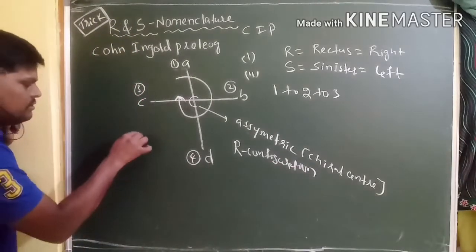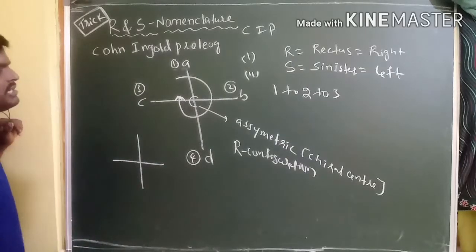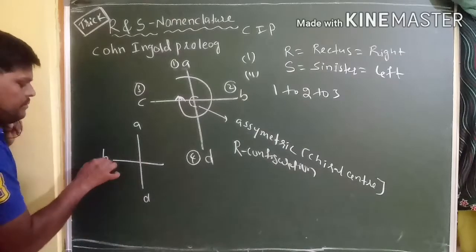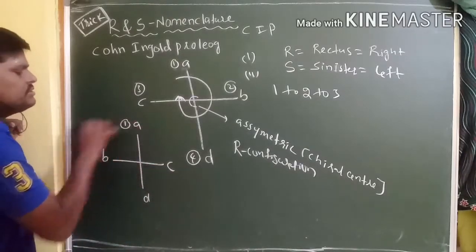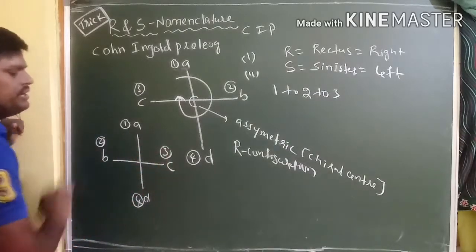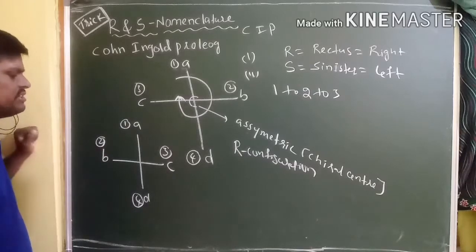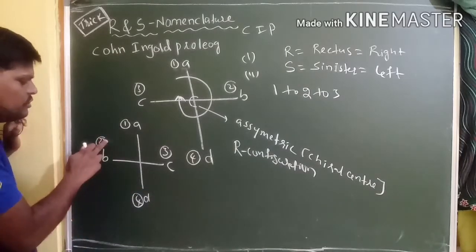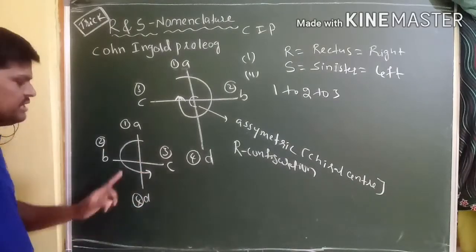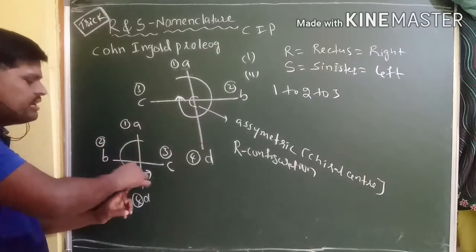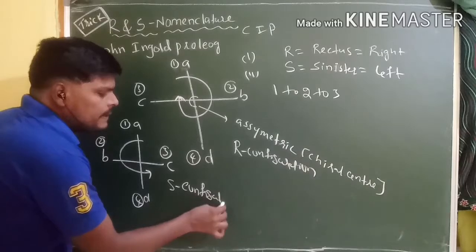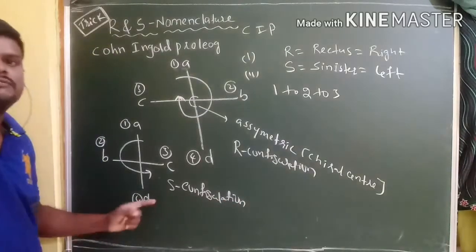Now I will take one more example for understanding. So A, D, B and C. Here A is the first priority and D is the least priority, with B and C second and third priority. Now what is the direction in this case? 1 to 2, 2 to 3. So this is the direction for this molecule. Is it anti-clockwise or clockwise? It is anti-clockwise. That's why it is termed as S configuration.